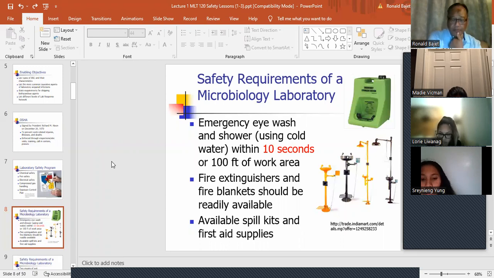Available spill kits have expiration dates. You need to make sure your spill kits are current and up to date. Same with first aid supplies. You don't want to use old Band-Aids or expired bacitracin. Make sure that everything is within the expiration date.